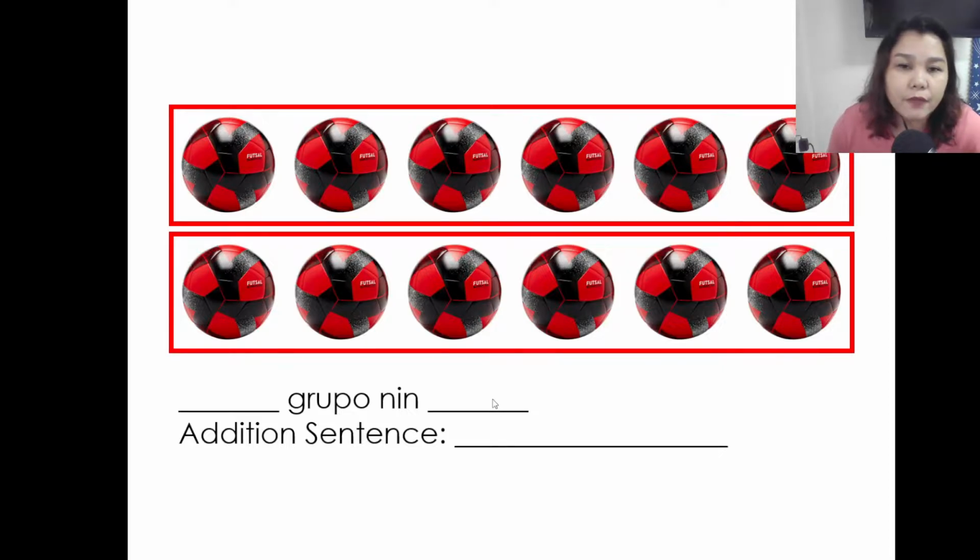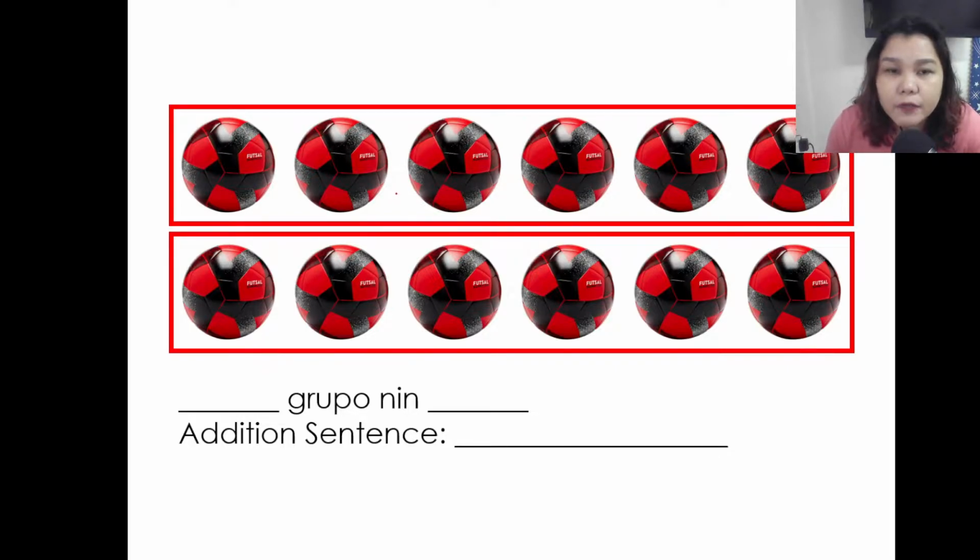Okay, so we have here, kung makikita nyo, mga futsal na balls. So, may nakalinya siyang red. So, it means this is one group and then another group. Okay. So, igadigding blank grupo nin blank. And then, we need to write the addition sentence. How? Okay. First is count the objects.